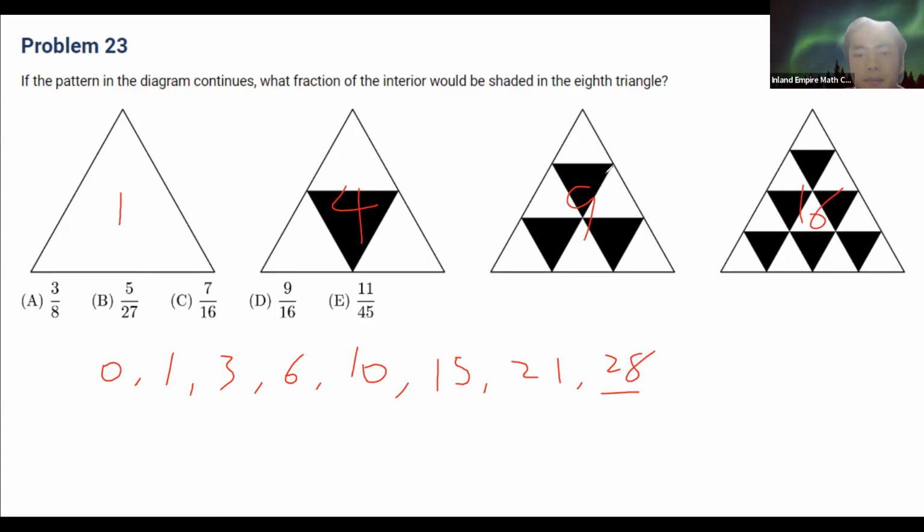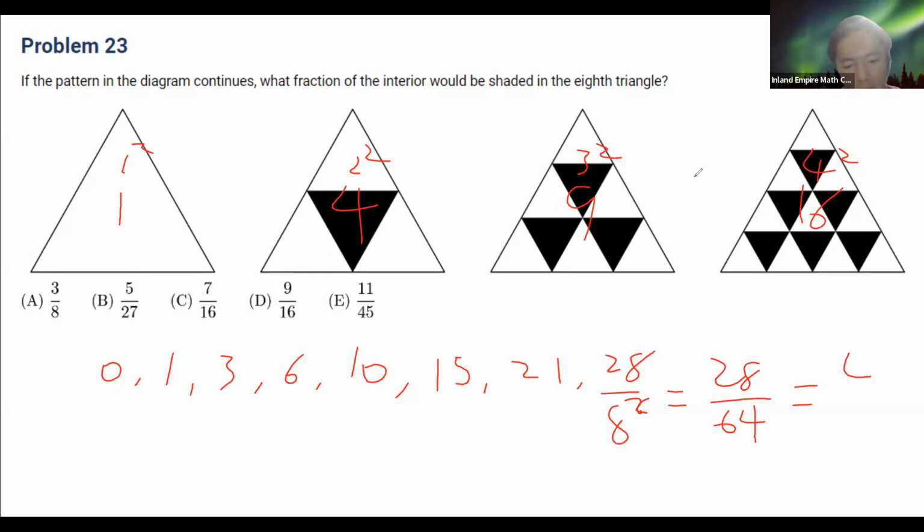Now, you see the pattern is that these are all square numbers, right? This is 1 squared. This is 2 squared. This is 3 squared. This is 4 squared. So that means the 8th number will be 8 squared. And so the answer would be 28 over 64, which simplifies to 7 over 16. So the answer is C. Are there any questions about this? I know it's pretty hard.